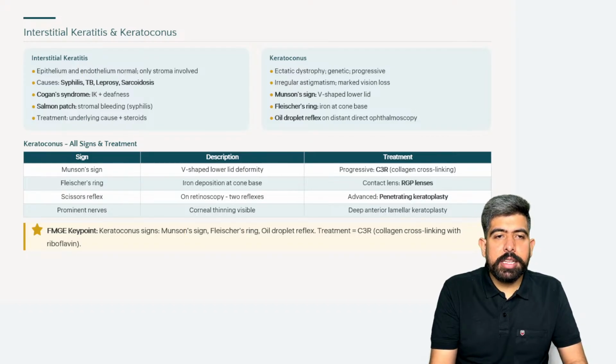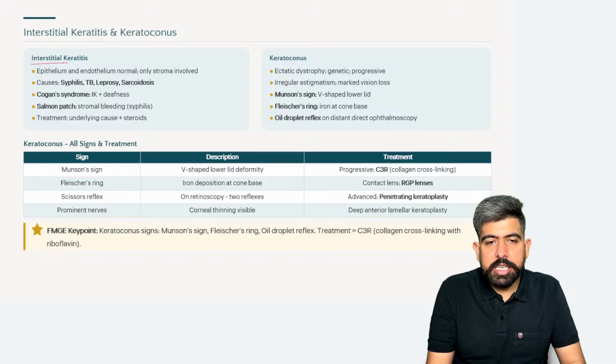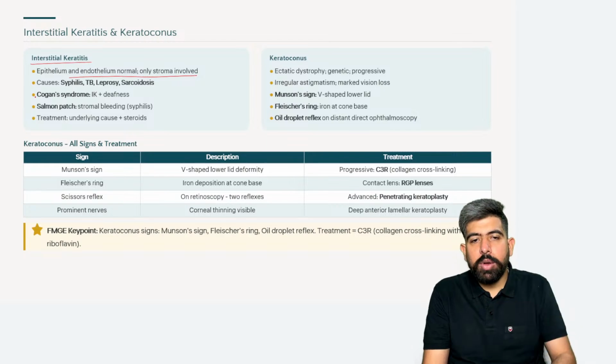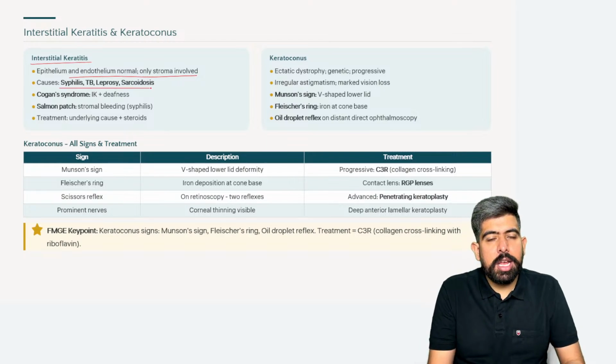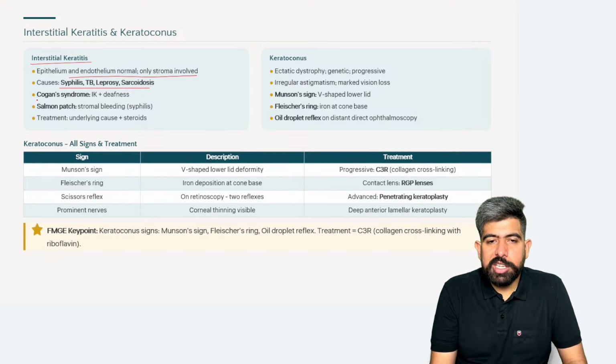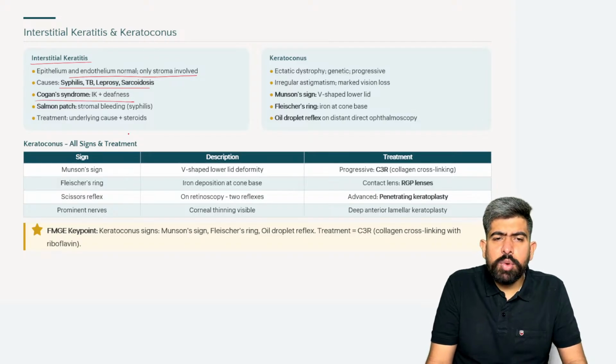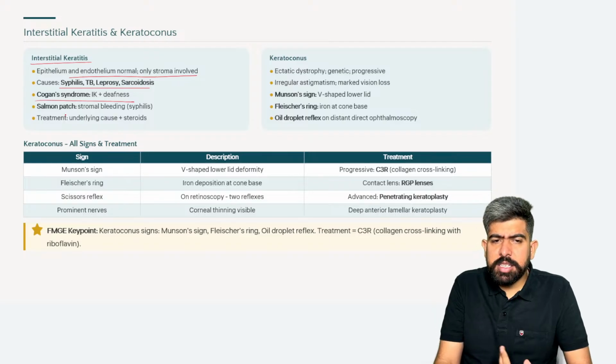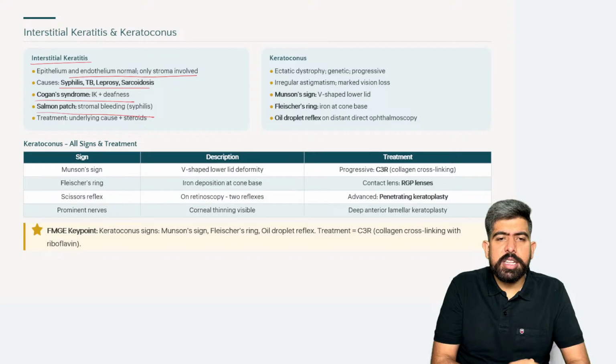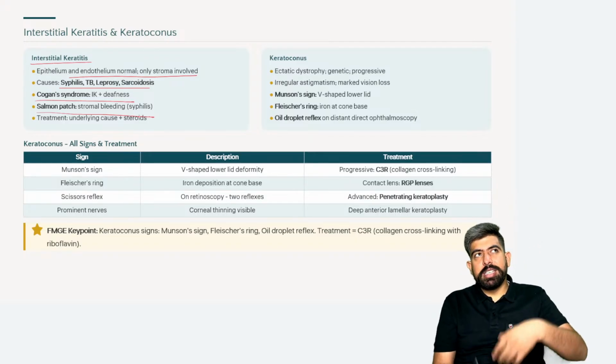Interstitial keratitis and keratoconus. Let's talk about interstitial keratitis first. The epithelium and endothelium are normal; only the stroma is involved. The causes are syphilis, TB, leprosy, and sarcoidosis. This is Cogan syndrome: interstitial keratitis plus deafness. Salmon patches will be seen as stromal bleeding in syphilis cases, right?